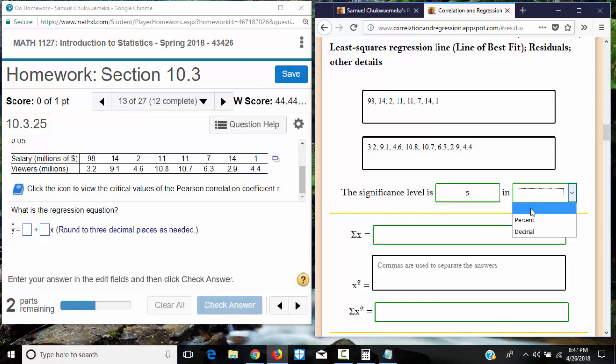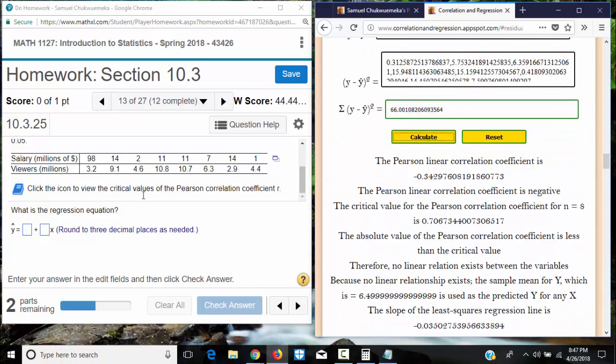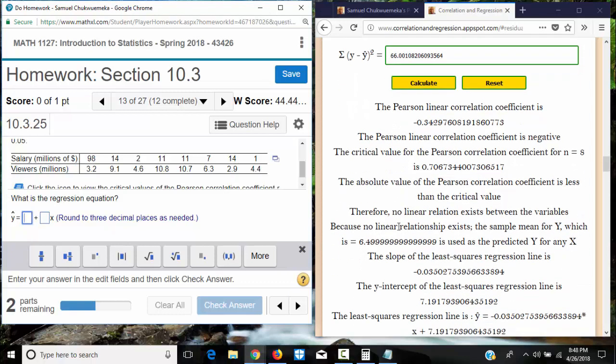Significance level of 5%. Calculate. So the y-intercept of the regression line to 3 decimal places is 7.192, and the slope to 3 decimal places is negative 0.035.